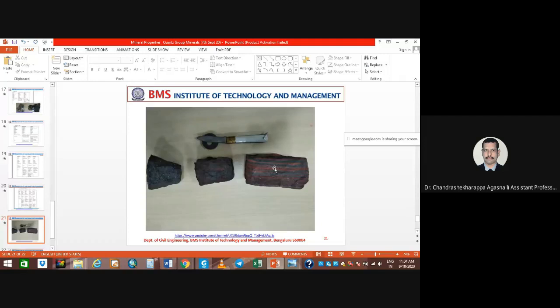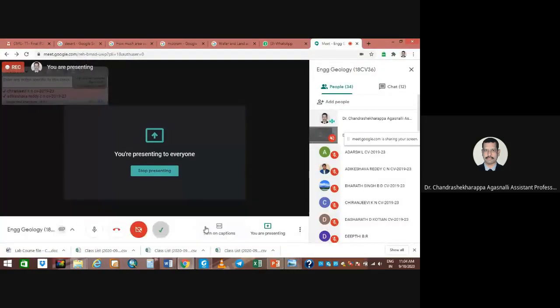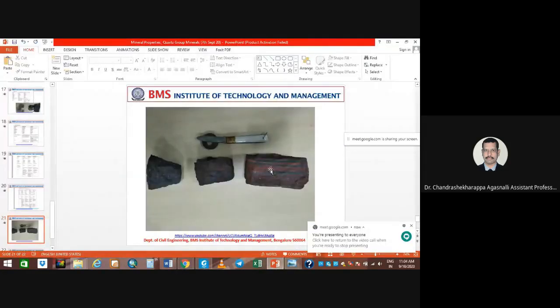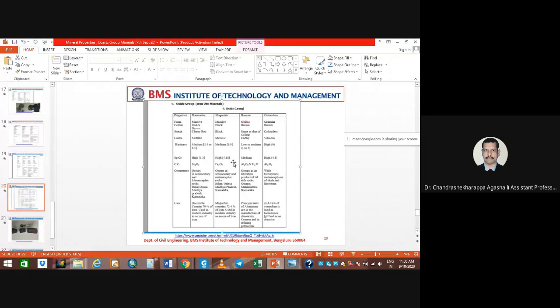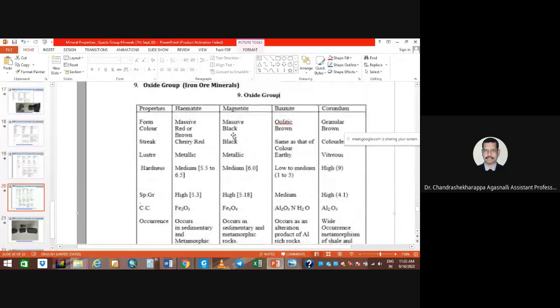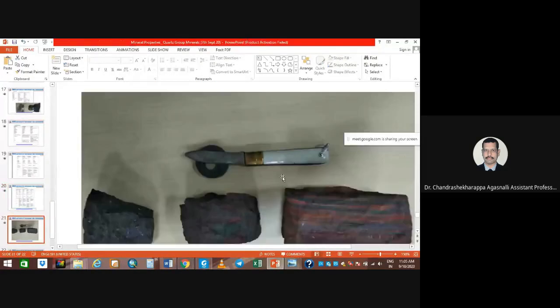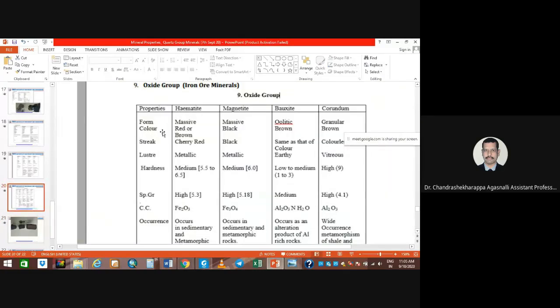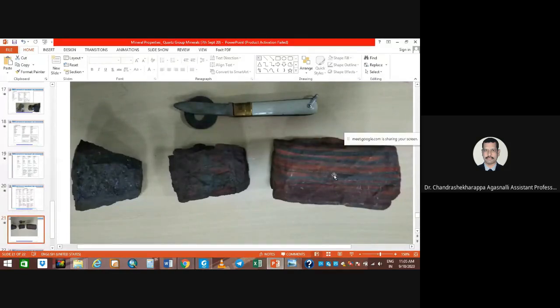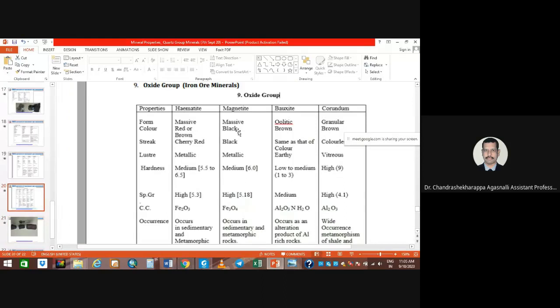Here is the first property, which is color. How does it look? It is reddish brown, or maybe black here. Generally it is a black color. Here you can see the properties. Hematite is massive; the shape form is massive. It looks like a massive one, and it is red or brown color hematite. This is reddish brown color, you can write it down, and this is a black color. Magnetite is black, hematite is the reddish brown color.